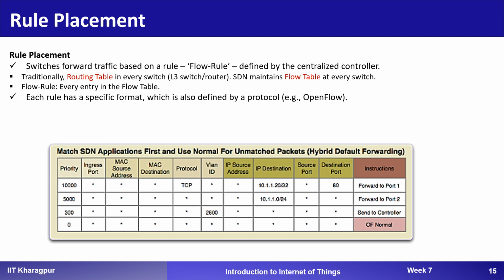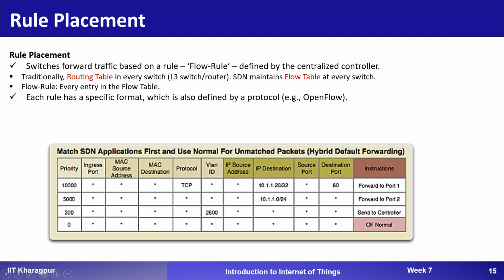So the flow table also maintains flow rules which will decide how your data will flow from your sender to your receiver. The entry which is there in the flow table is called your flow rule. Now each rule has a specific format which is also defined by a protocol called OpenFlow. So we will discuss OpenFlow later.